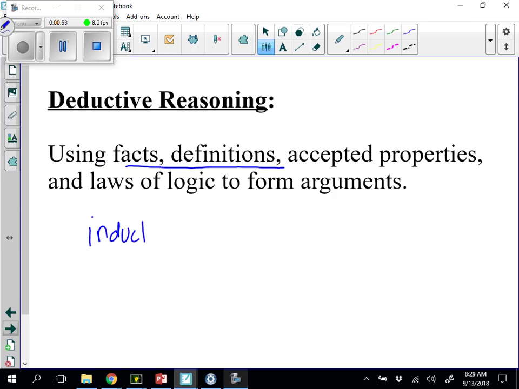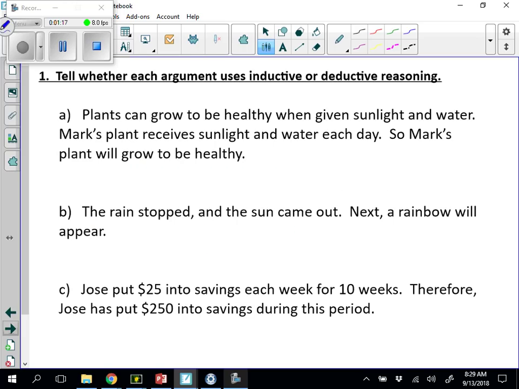Remember that inductive, we looked at patterns, and then we made a conjecture based on what we saw. Deductive, we need to have some sort of factual information. We need a proven scientific fact. We need a definition in math. We need a theorem, that type of thing, in order to form an argument. So we're going to start by identifying, are these scenarios inductive or deductive?